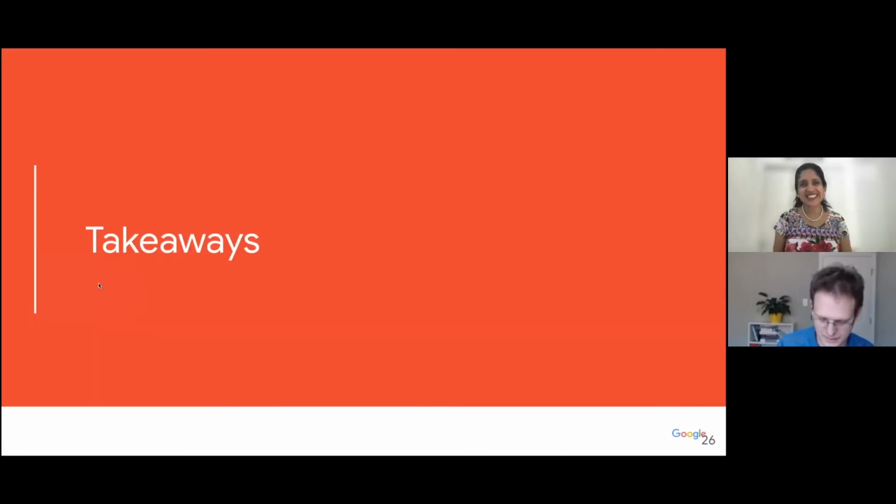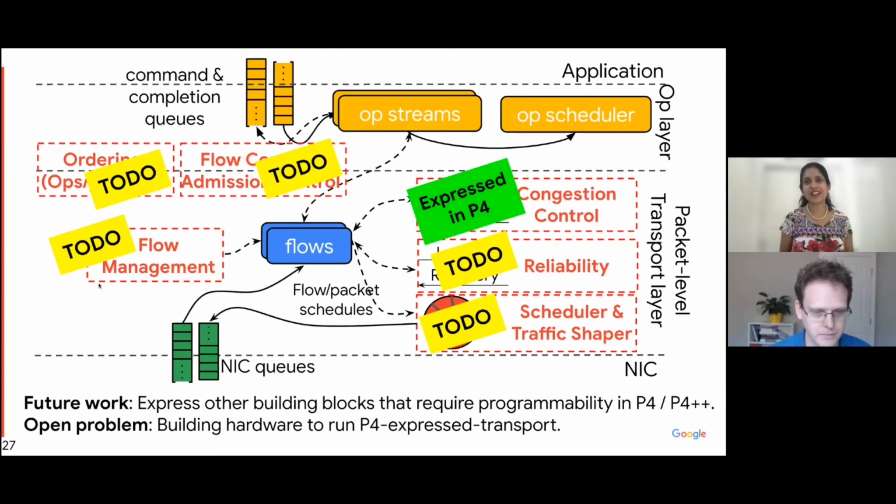Thank you, Konstantin. So let's briefly look at a few takeaways from this slide. In this work, we have shown you a sliver of how congestion control and the capabilities that we care about can be expressed in P4, but I think there is a large amount of very interesting future work that remains to be done.